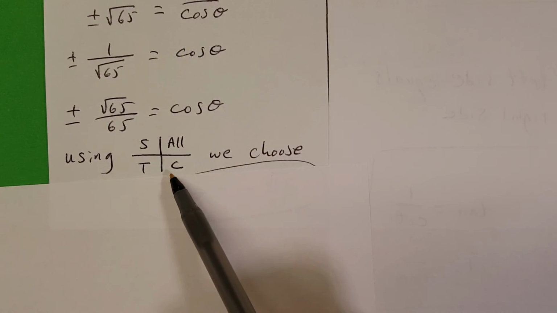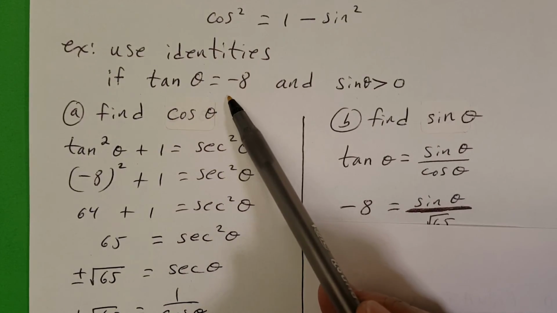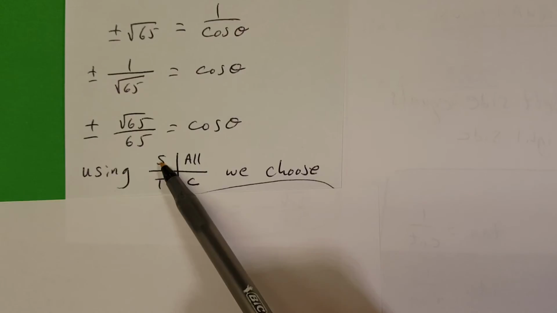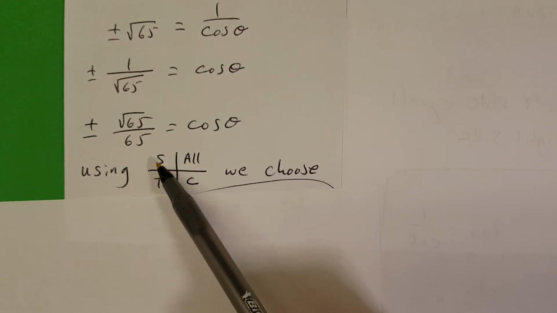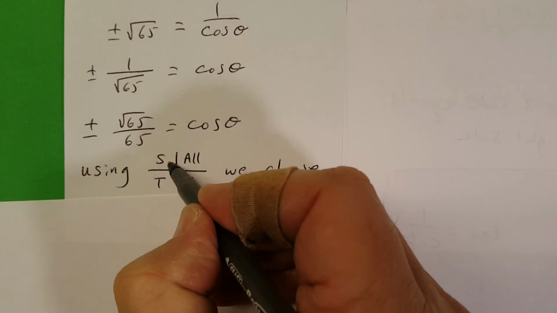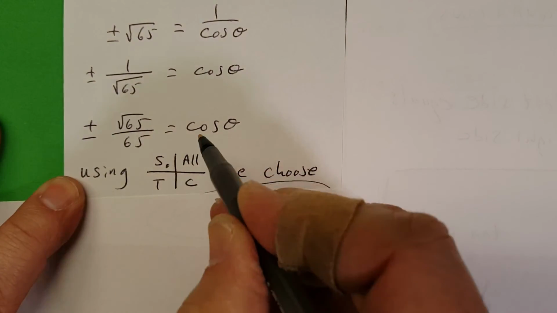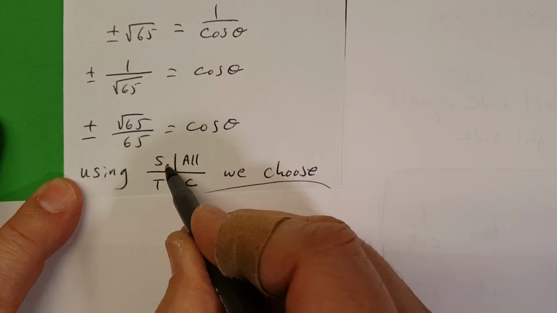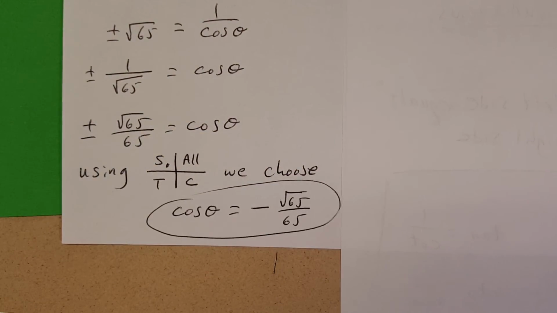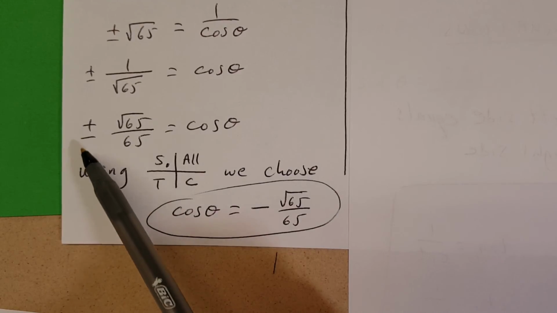So where are we? We want tangent to be negative and sine to be positive. Isn't that here? Sine is positive, tangent is negative. So we are here, right here. So which do we take? Well, the cosine is negative here too. So we take the negative answer. Did you get that? How do you know when to take the positive or negative?